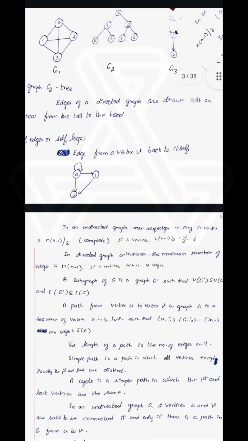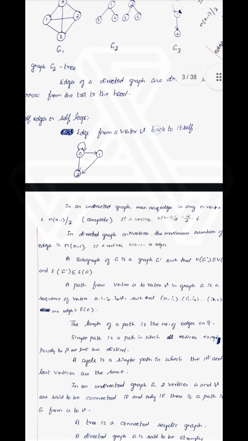In an undirected graph, the maximum number of edges on n vertices is n into (n minus 1) by 2. In a directed graph, the maximum number of edges will be n into (n minus 1).